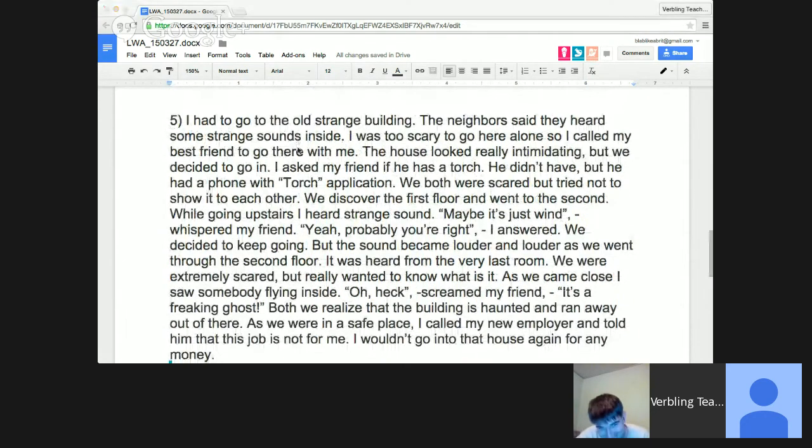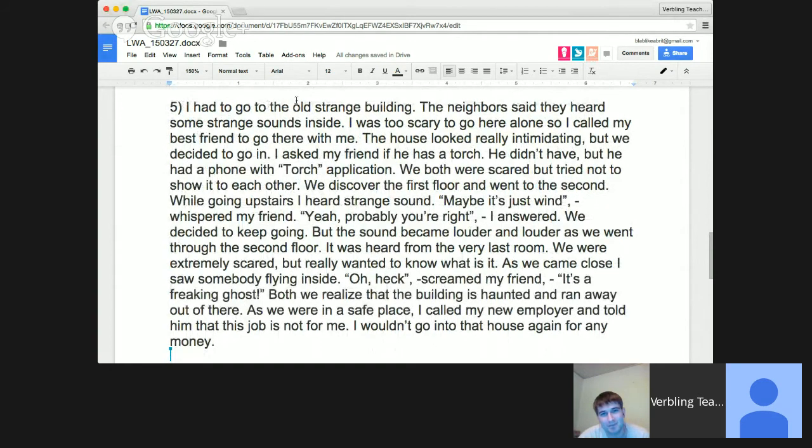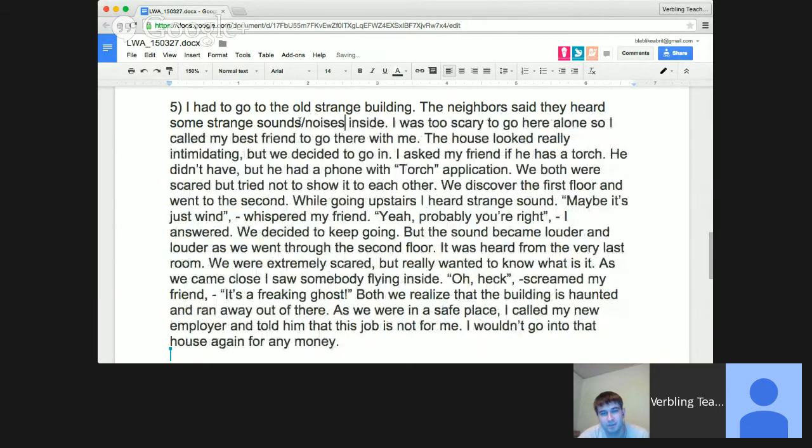Okay, very nice writing. All right, so let's see if there's any corrections we can make. I had to go to the old strange building. The neighbors said they heard some strange sounds outside. That's absolutely fine. Usually we would say noises, to be honest, some strange noises, but sound is fine. I was too scary to go there. Alone. So I called my best friend to go there with me. The house looked really intimidating, but we decided to go in.